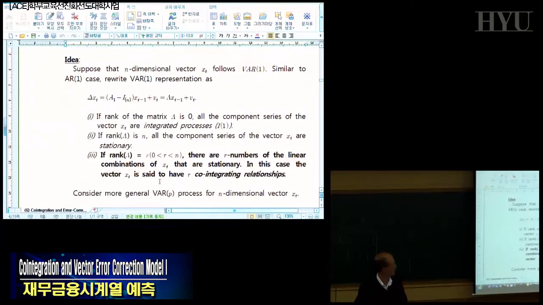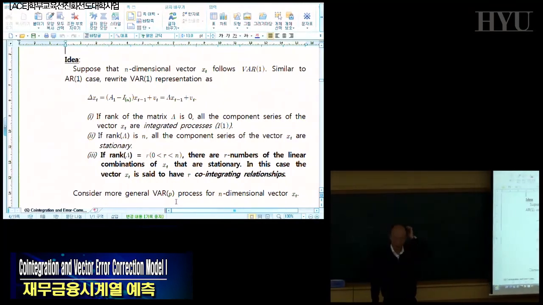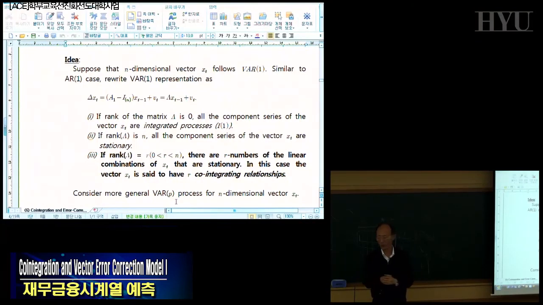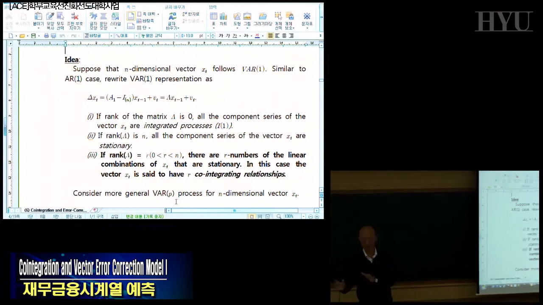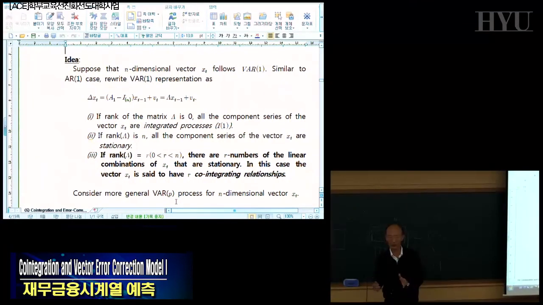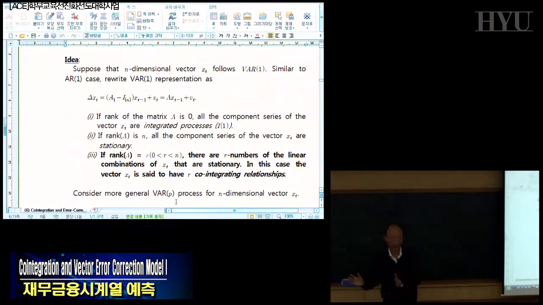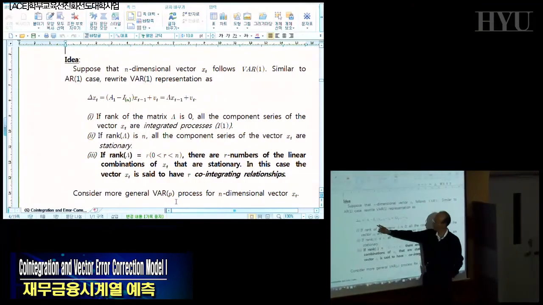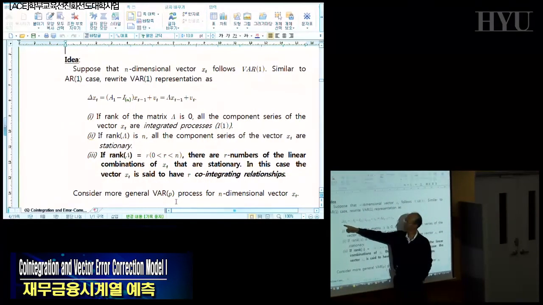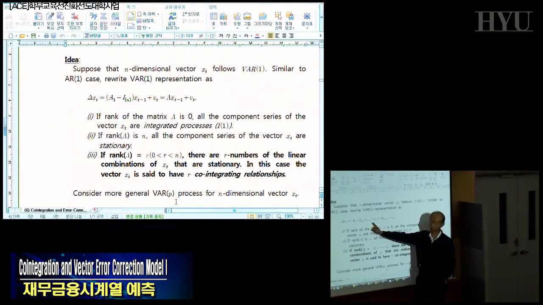So basically, this is a very technical paper, but these days the logic is well understood, so you don't have to worry about every detail of this. All you need is how to properly apply this method to real data. Okay? This is a vector version of the unit root test.